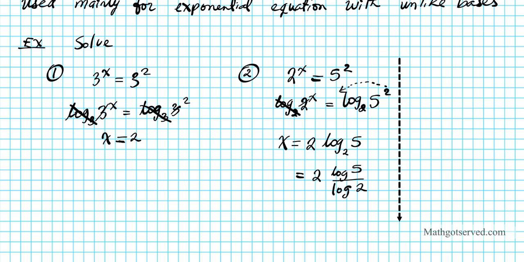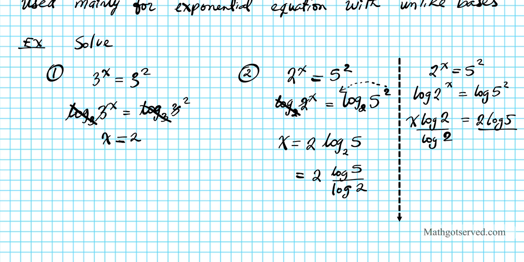Okay, so I have the same equation, 2 to the x equals 5 squared. I'm going to take the common log of both sides, log of 2 to the x and log of 5 squared. I'm going to power down both exponents. I'm going to have x log 2 equals 2 log 5. To get x by itself, I divide both sides by log 2. And my answer will be x equals 2 log 5 over log 2. Got exactly the same answer, but we didn't have to apply a change of base formula here.